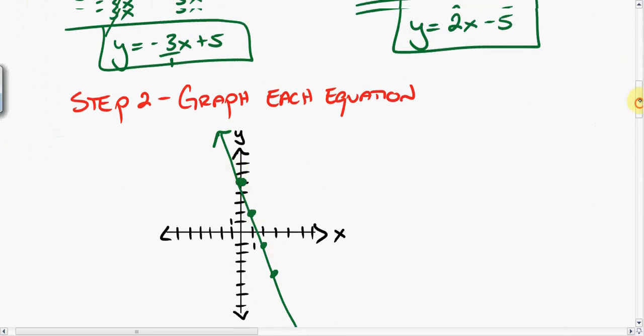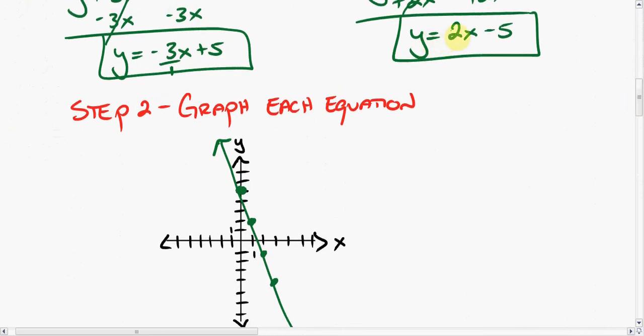Now we're going to go ahead and graph the second line, y equals 2x minus 5. So I'm going to plot my y-intercept of negative 5. 1, 2, 3, 4, 5. And I have a slope of 2, which is like 2 over 1, and it's positive. So I need 2 positive movements. So I'm going to go up 2, right 1, both positive movements. From this point, I'm going to go up 2, right 1.